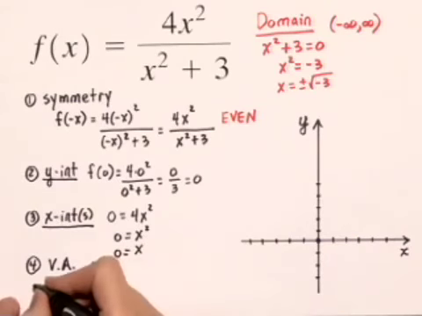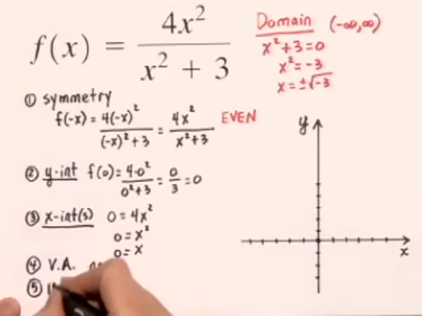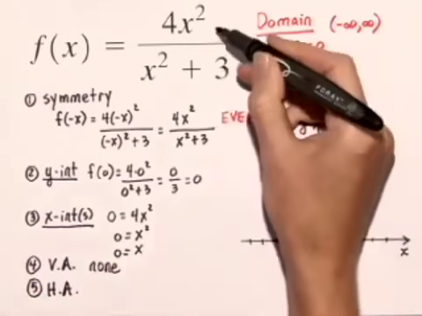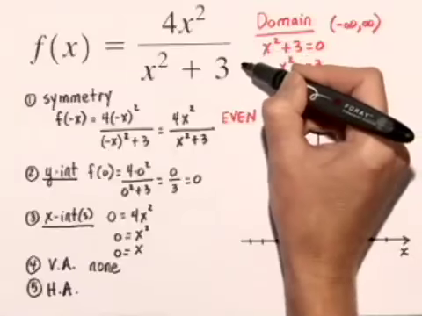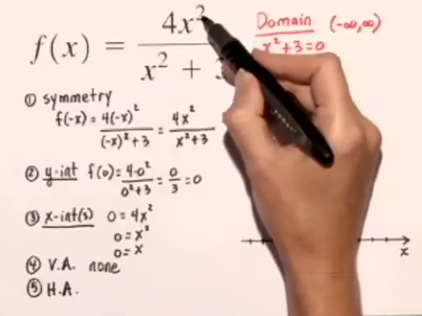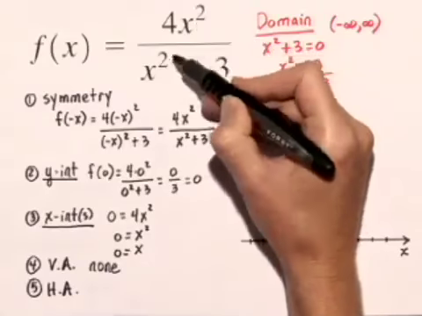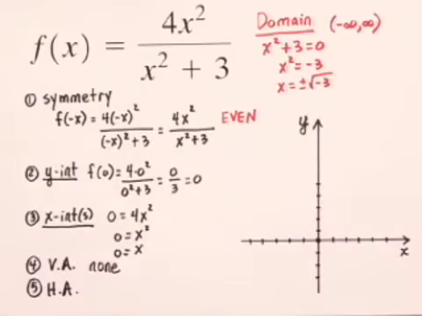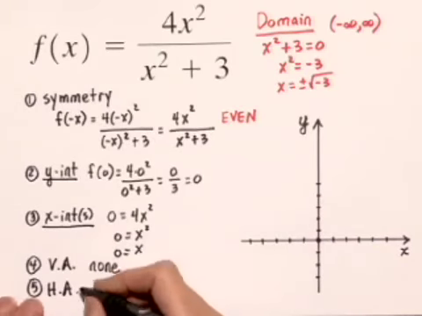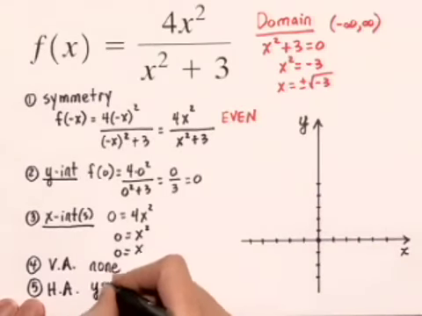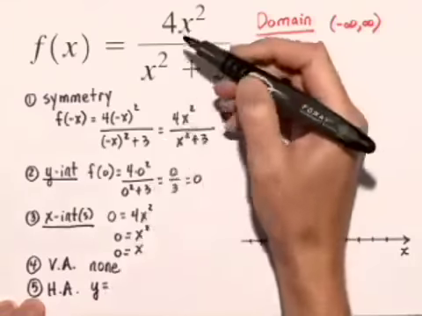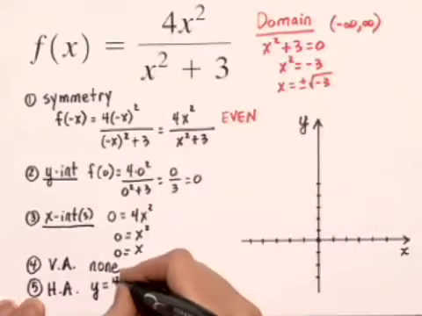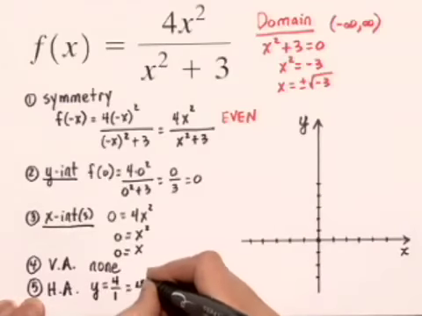Let's check to see if we have a horizontal asymptote. For any horizontal asymptote, we compare the degree of the numerator with the degree of the denominator. The degree of the numerator is 2. That's the highest power up in the numerator. Also, the degree of the denominator is 2. That's its highest power. So, we can say that we do have a horizontal asymptote. It is going to be y equals, we just take the ratio of the coefficients, 4 over 1. Or simply, y equals 4.